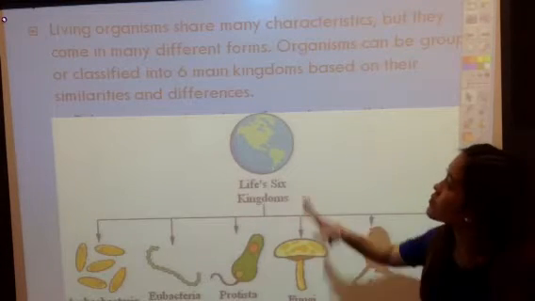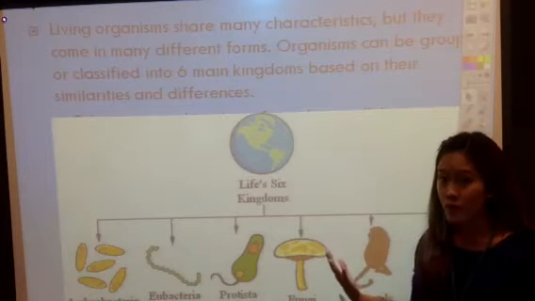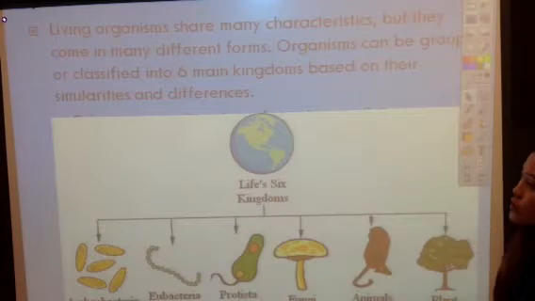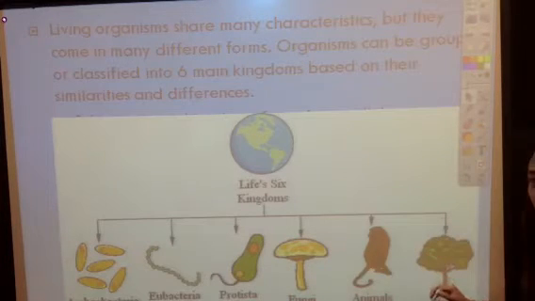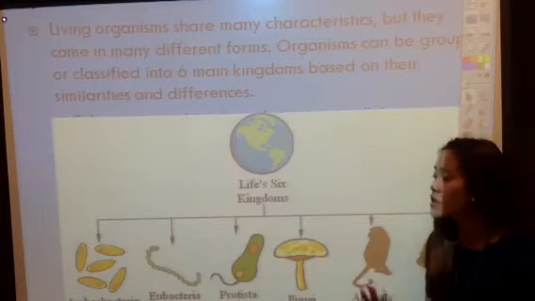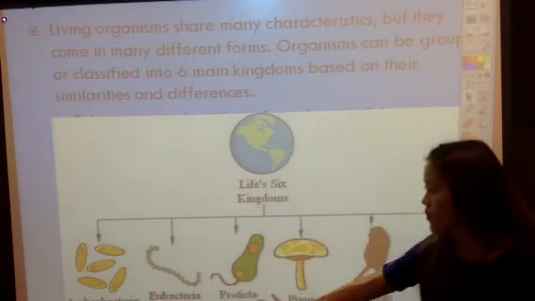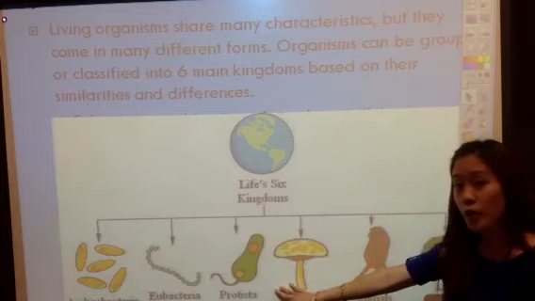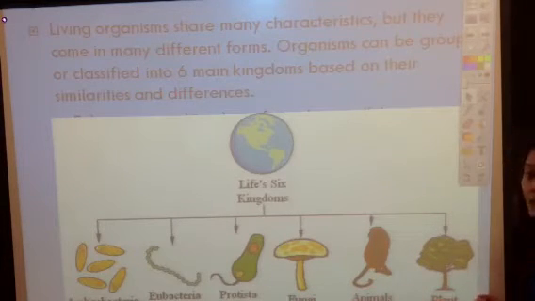So living organisms share many characteristics, but they come in many different forms. Organisms can be grouped or classified into 6 major kingdoms based on their similarities and differences. So those six kingdoms will be archaebacteria, eubacteria, protista, fungi, animals, and plants.